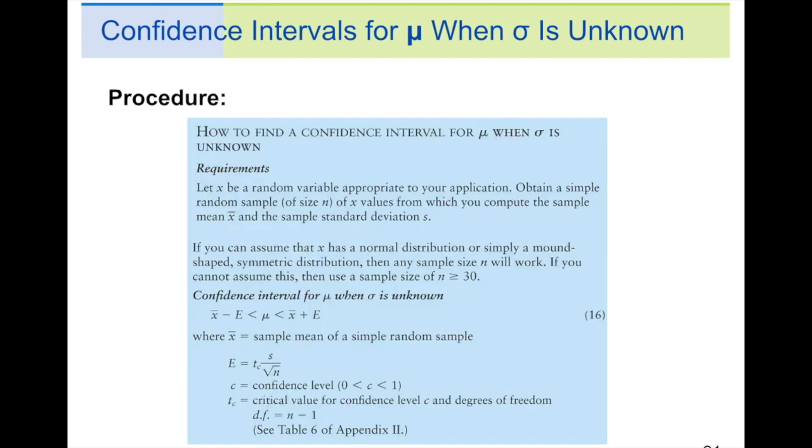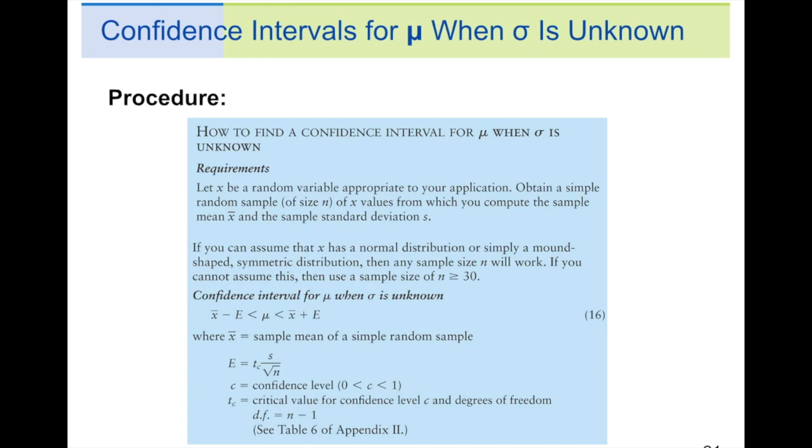equals c. Procedure: how to find a confidence interval for mu when sigma is unknown. Requirements. Let x be a random variable appropriate to your application. Obtain a simple random sample of size n of x values from which you compute the sample mean x bar and the sample standard deviation s. If you can assume that x has a normal distribution or simply a mound-shaped, symmetric distribution, then any sample size n will work. If you cannot assume this, then use a sample size of n greater than or equal to 30.